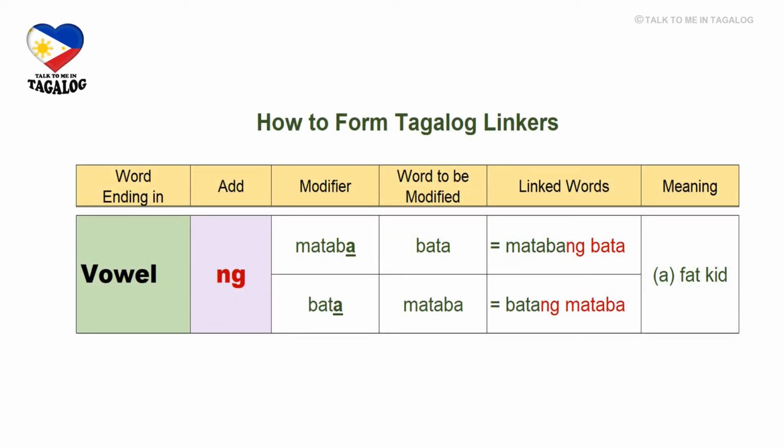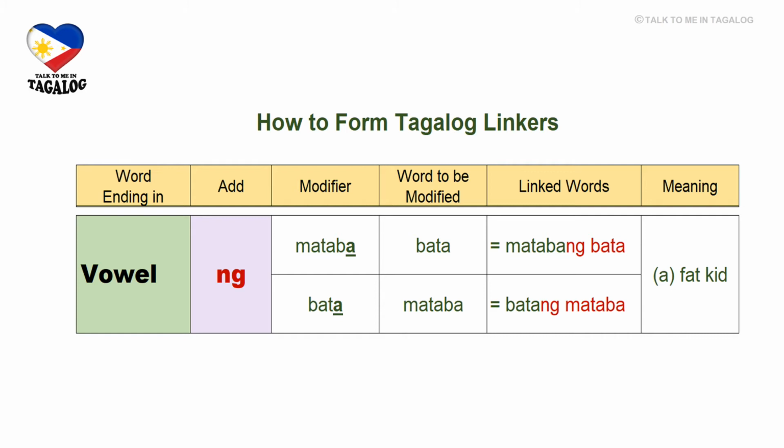Here's an example. The first word is mataba, which means fat, and the second word is bata, meaning kid. In English, if you put them together, you get fat kid. But in Tagalog, we have to link the two words together in order to form a phrase. So how do we do that? We apply rule number 1. Since mataba ends with a vowel A, we add ng to mataba, which makes it matabang bata. Matabang bata, or fat kid.